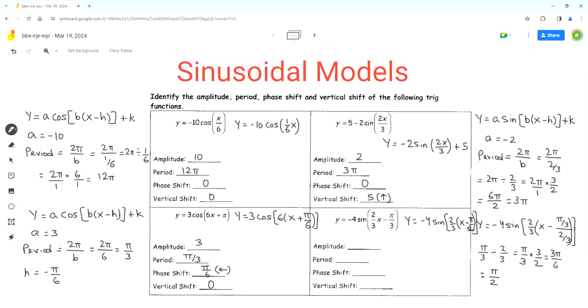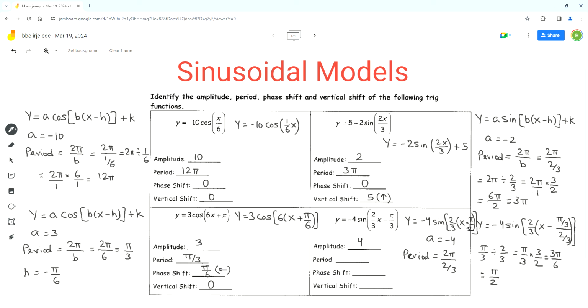Now we can answer these questions. So we can find the amplitude. The amplitude is the a value without the negative sign. In this case, the a value is negative 4. So the amplitude is 4. Now for period, we'll use the formula. So period equals 2 pi over the b value, which is 2 over 3.